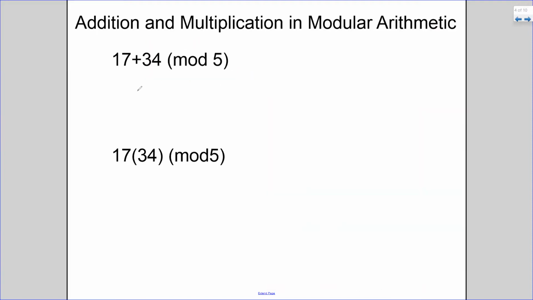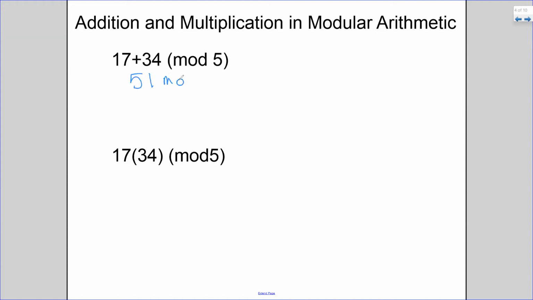So let's look at some basic addition and multiplication problems. Sometimes when we're dealing with modular arithmetic, it'll actually be easier to simplify your addition first and then take the modulus. Other times it might make sense to take the mod first and then simplify. In this case, if I'm adding 17 and 34, I'm going to get a sum of 51.